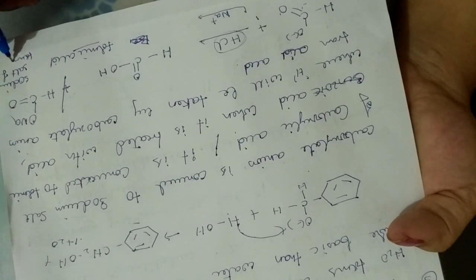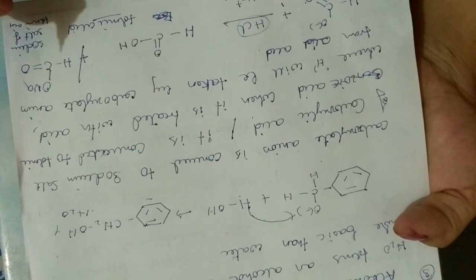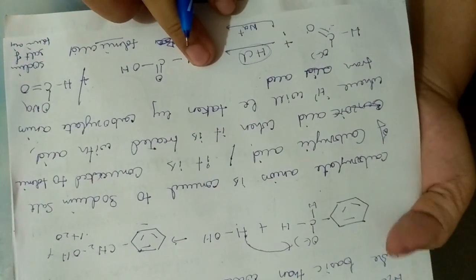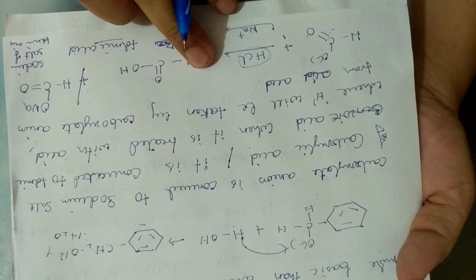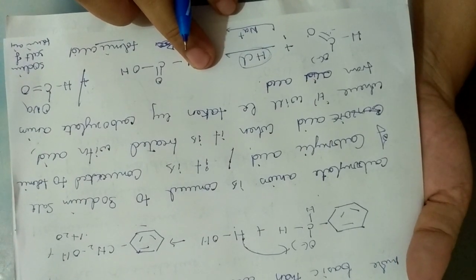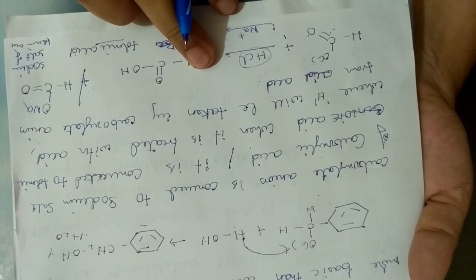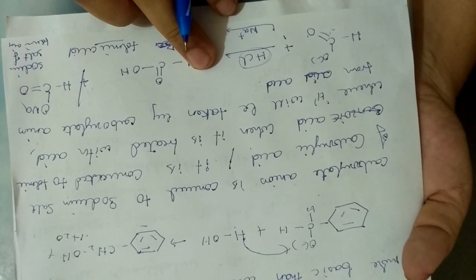So this is the difference between Cannizzaro and crossed Cannizzaro. Crossed Cannizzaro is the reaction between two different aldehydes, and Cannizzaro is the reaction between two molecules of the same aldehyde. Is it clear?